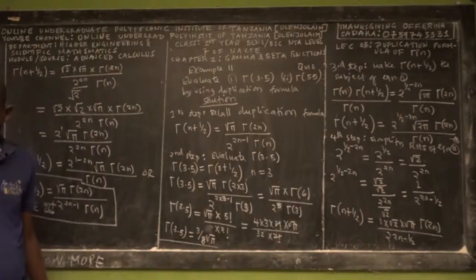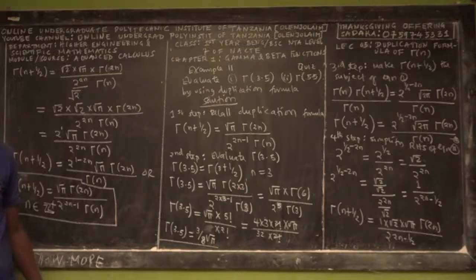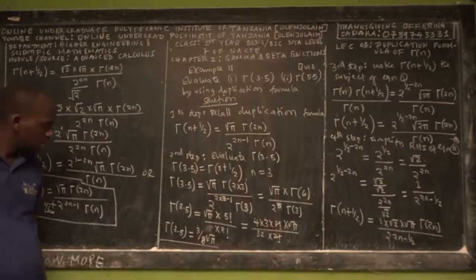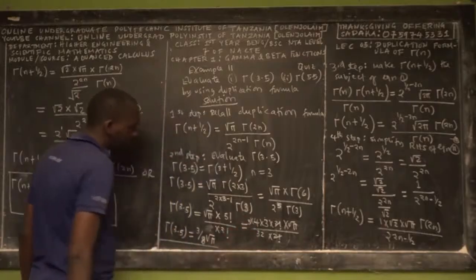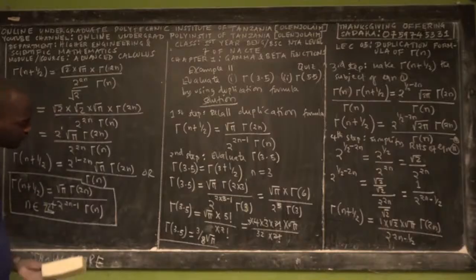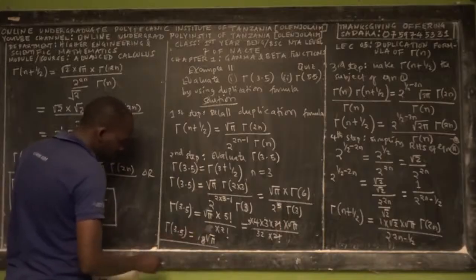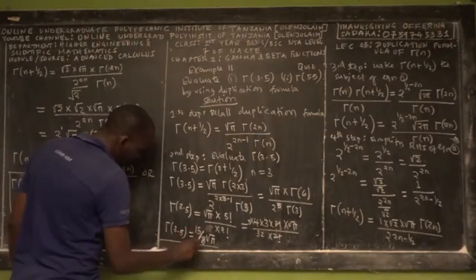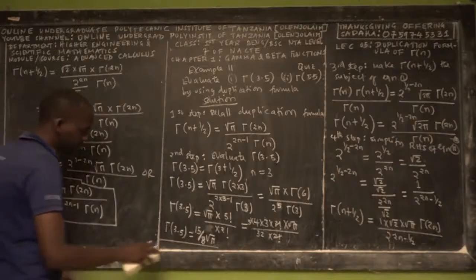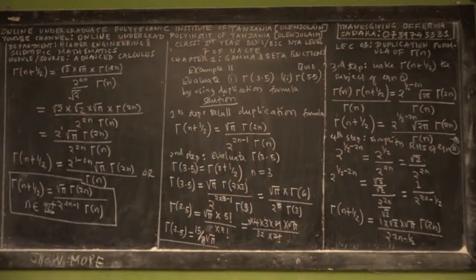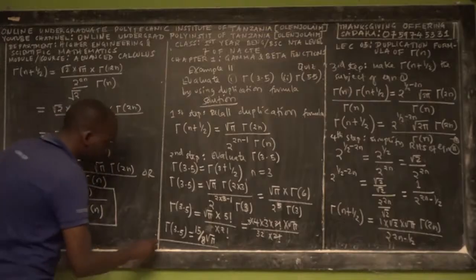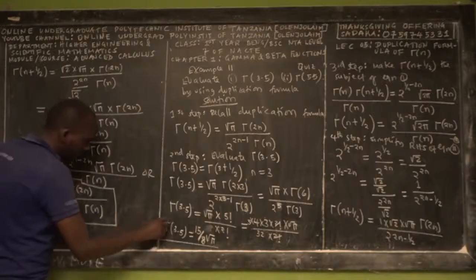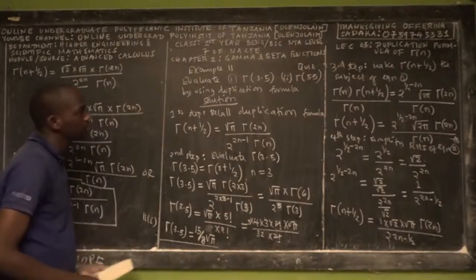So 3 over 8 times root of pi. And that is 4. We have times 5 here. It's 5 times 4 times 3, so it is 15. The response is 15 over 8 root of pi. Yes, that is the response for example 11, Roman 1. So Roman 2, try yourself.